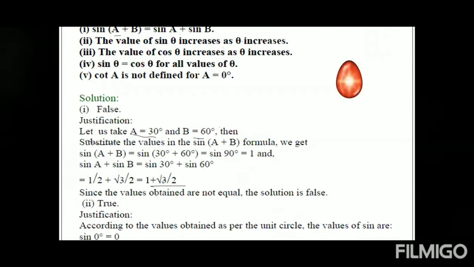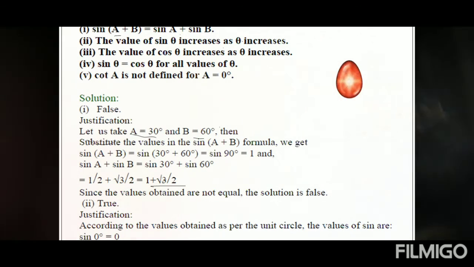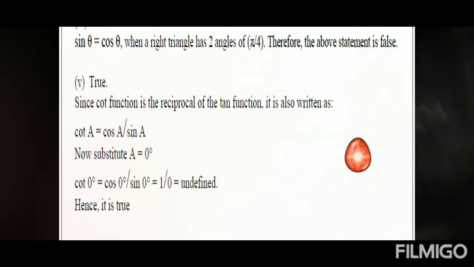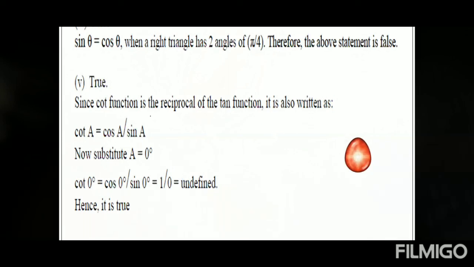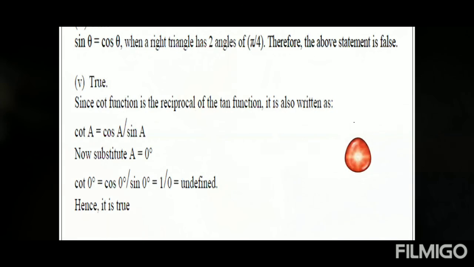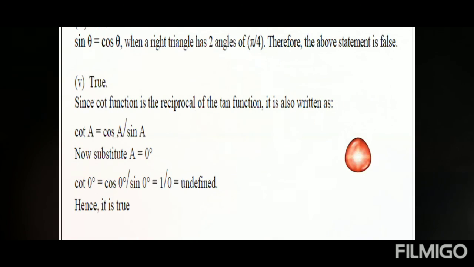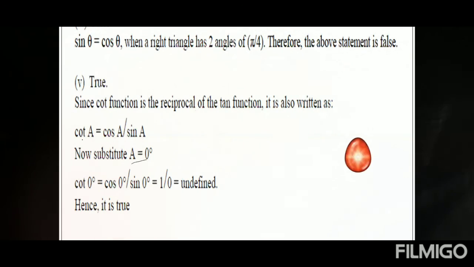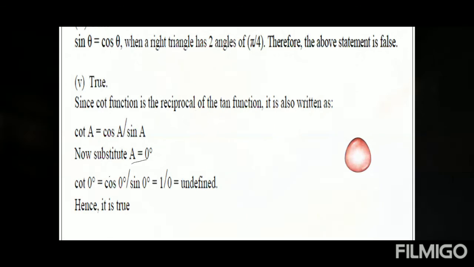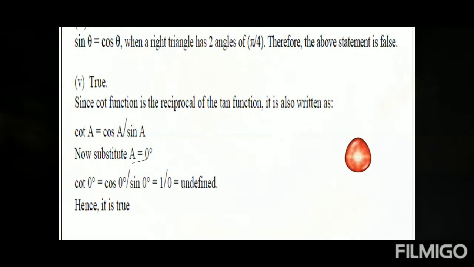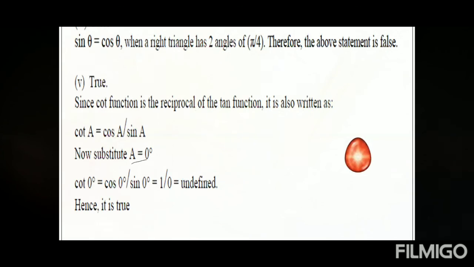Cot A is not defined for A equals 0 degree. Yes, it's true. Since cot function is the reciprocal of tan function, it is also written as cot A equals cos A by sin A. Now substitute A as 0. If A is 0, cot 0 degree equals cos 0 degree by sin 0 degree, that equals 1 by 0. This is undefined, hence it is true.